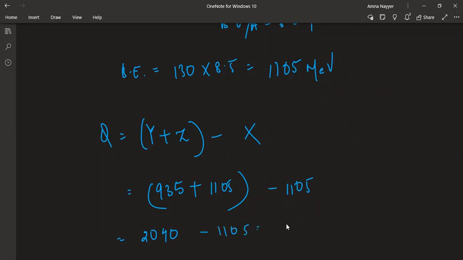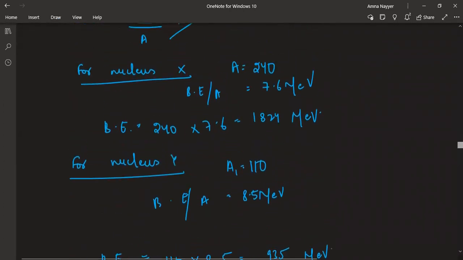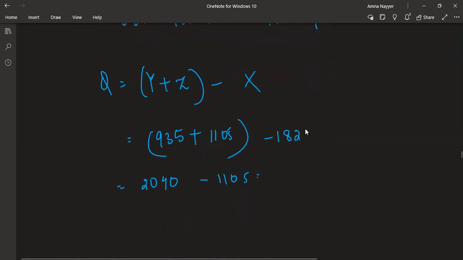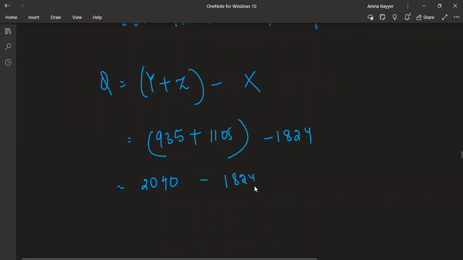That becomes 2040. Wait, this is for Y, no? See here. This is for Y. What is the value of X? X is 1824. See, X is 1824. So this part will be 2040 minus 1824. That will be 216 mega electron volts. This is how you solve.